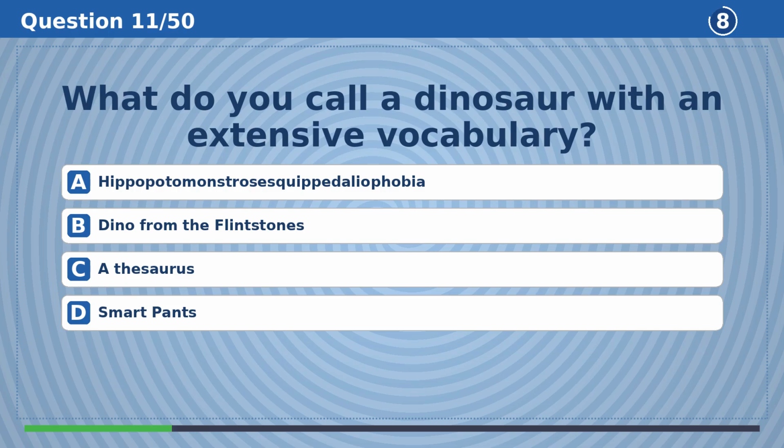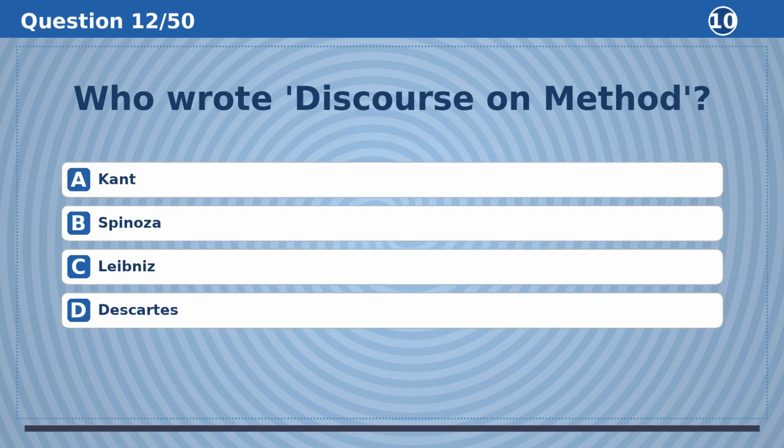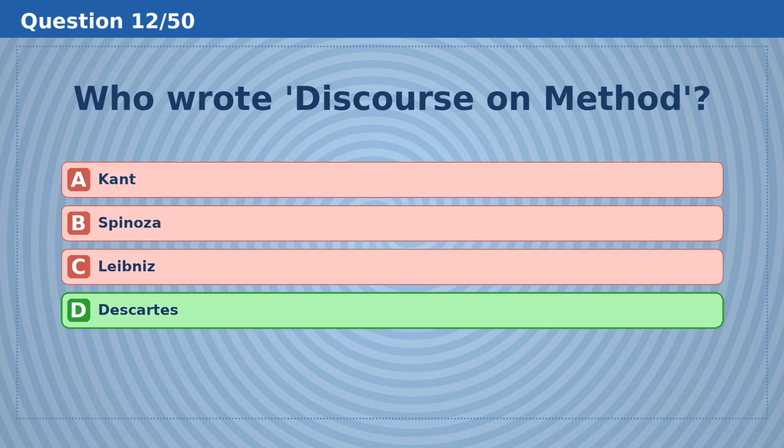What do you call a dinosaur with an extensive vocabulary? The answer is C. A thesaurus. Who wrote Discourse on Method? The answer is D. Descartes.